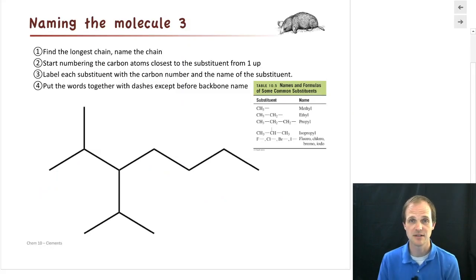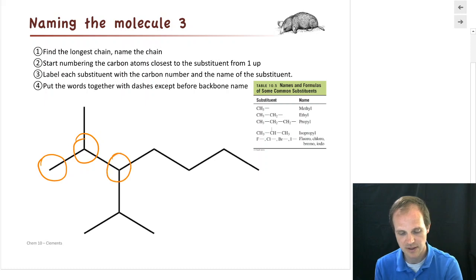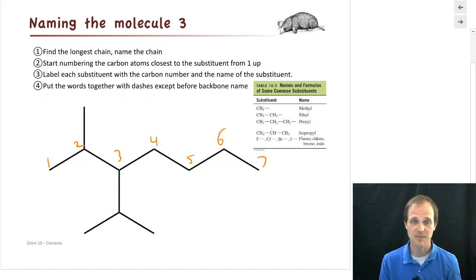Let's name this one. It's gotten a little bit bigger, isn't it? But the process is exactly the same. We're going to find our backbone, figure out which way to number, get our substituents down, and then put it all together. Okay. So what's our biggest backbone? Let me number them for you. 1, 2, 3, 4, 5, 6, 7. And no matter what you do, you're not going to get better than 7 if you go around in a circle on that bottom one.